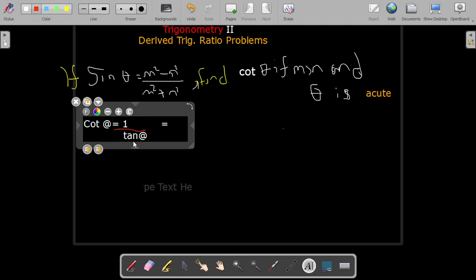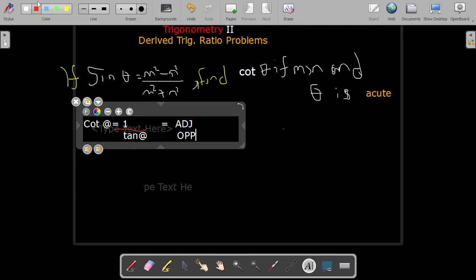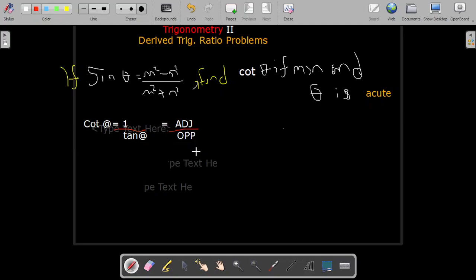over opposite. We need to understand that they are reciprocals. So cot is definitely adjacent over opposite. So we need to understand that.